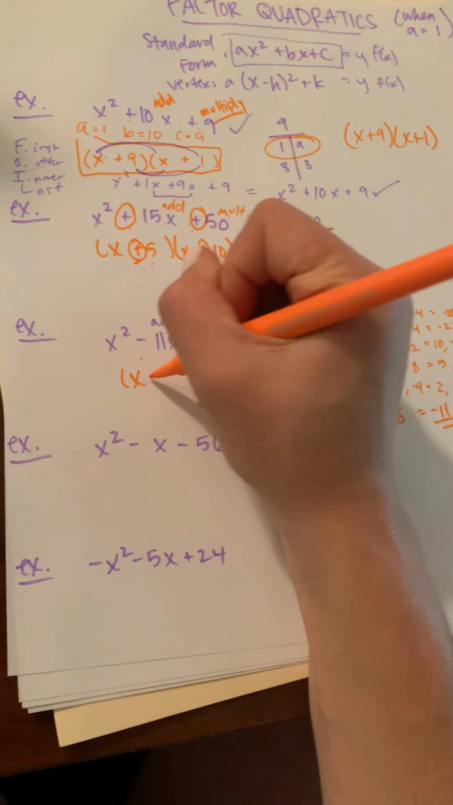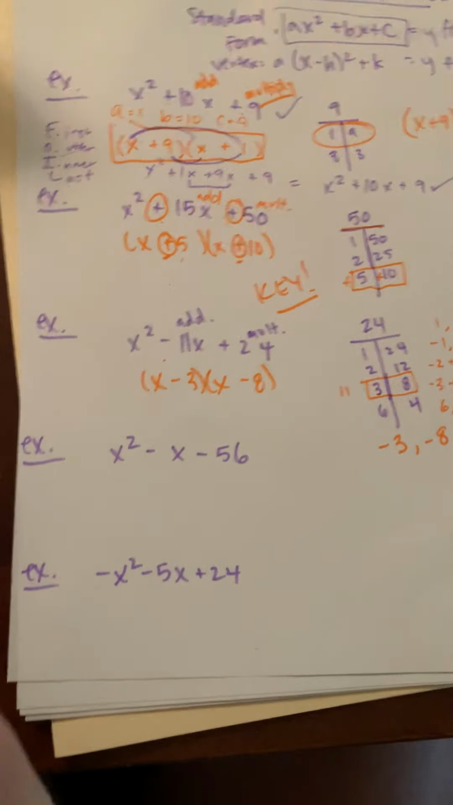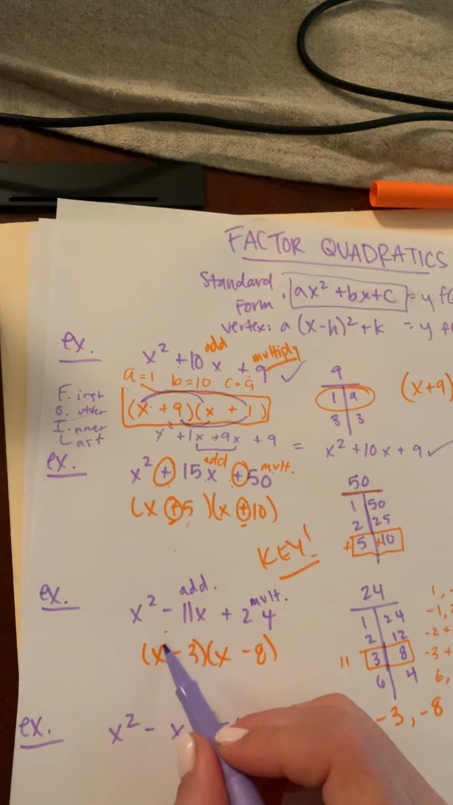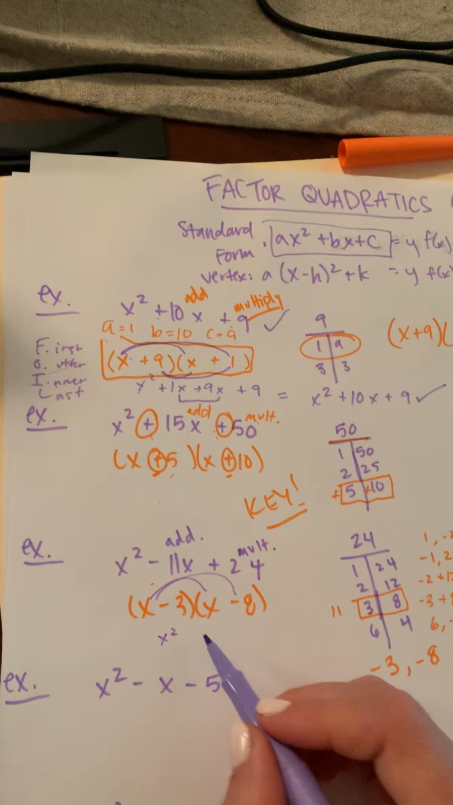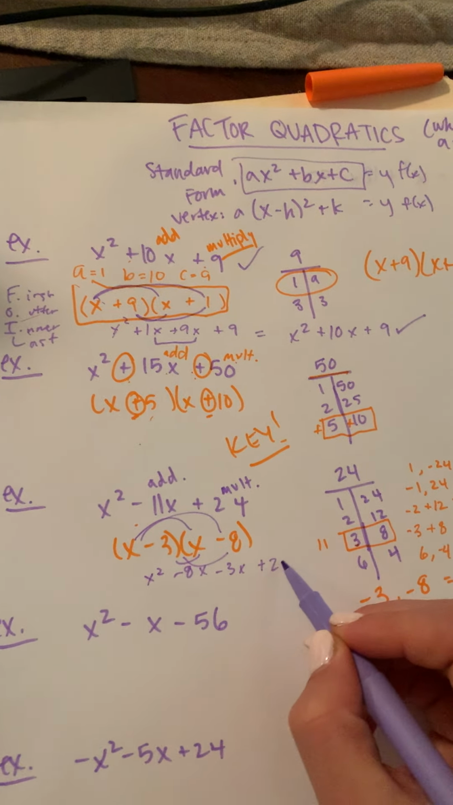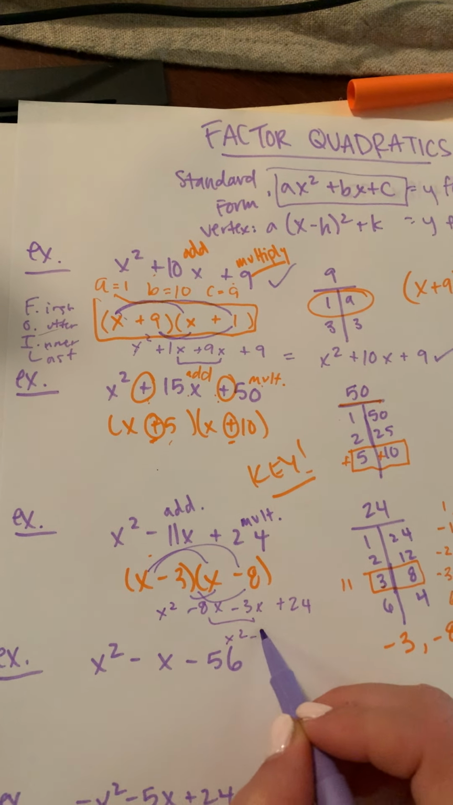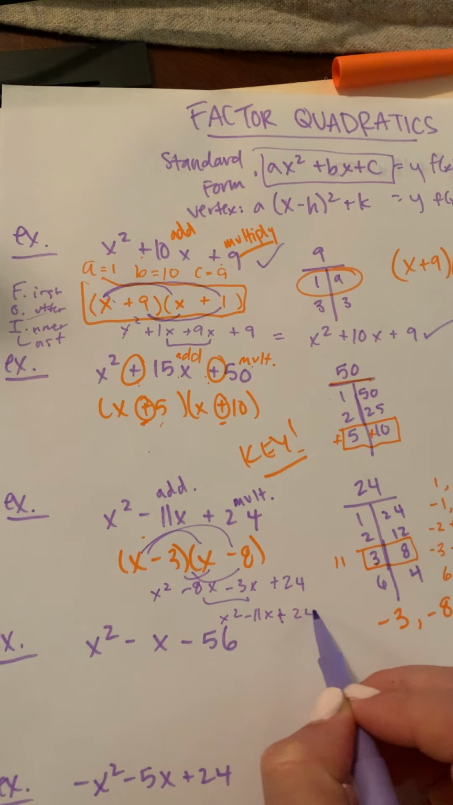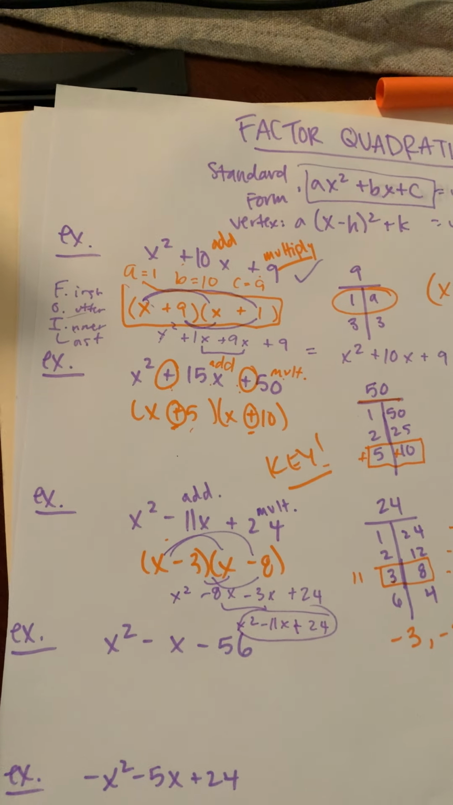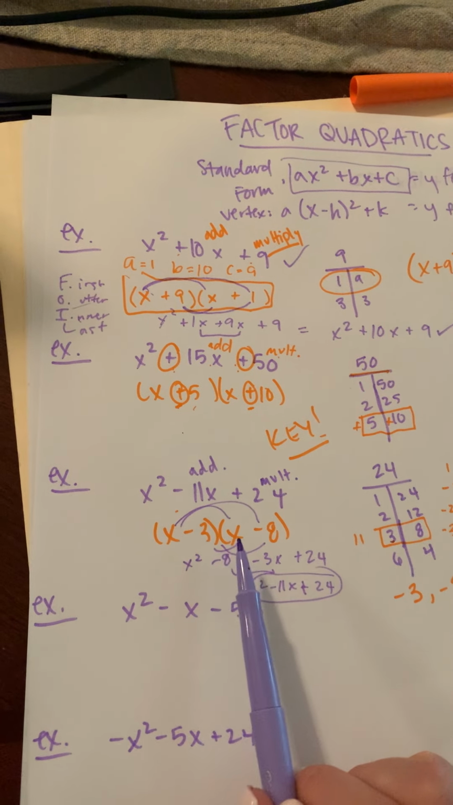So the factors are x minus 3, x minus 8. That's what it is. If we FOIL it out, we'd get x squared minus 8x minus 3x plus 24. We combine these like terms, x squared minus 11x plus 24. Bada bing, bada boom. So we got back up to the original using these.